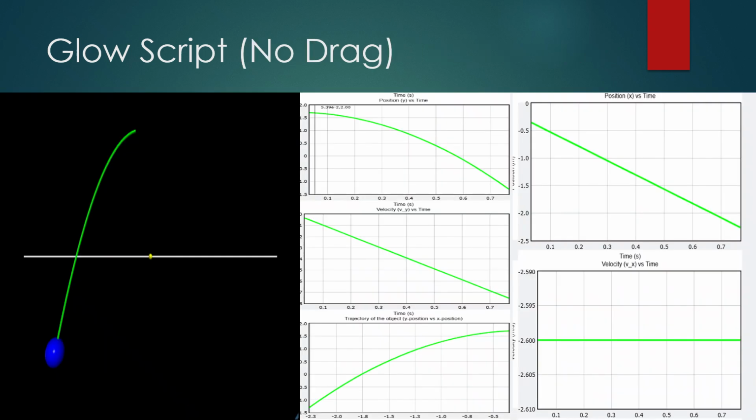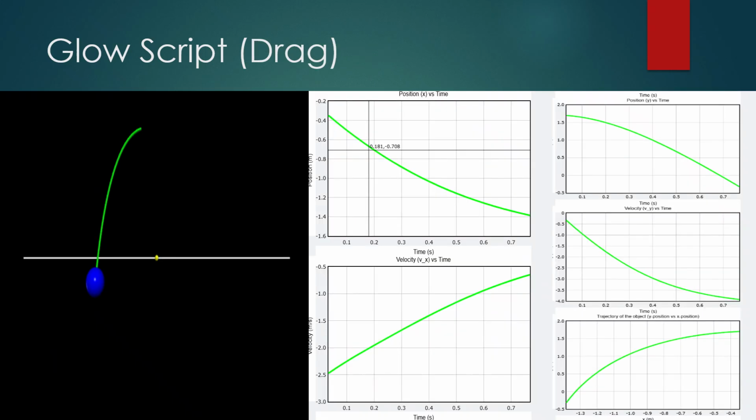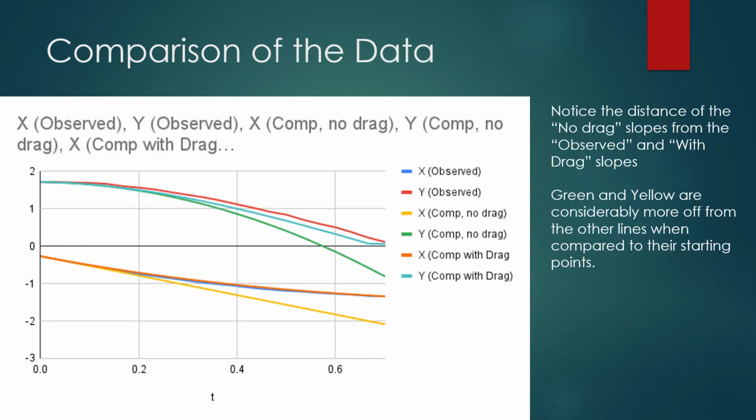This is showing the graphs of the trajectory without any drag force, so when b was equal to 0. And this is after we applied it with the coefficient, which was 0.00189. For the comparisons of all of the data we have gathered throughout the lab, you can notice that the distance of the no drag slopes from the observed and with drag slopes are vastly different. Green and yellow are considerably more off from the other slopes when compared to their starting points, in other words.